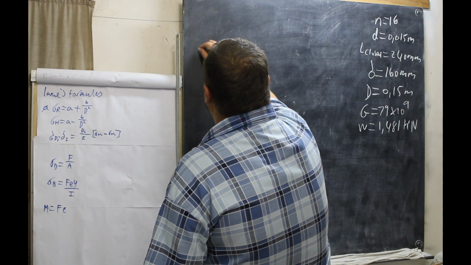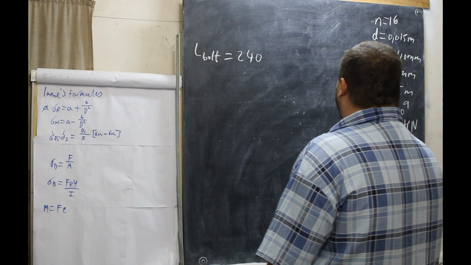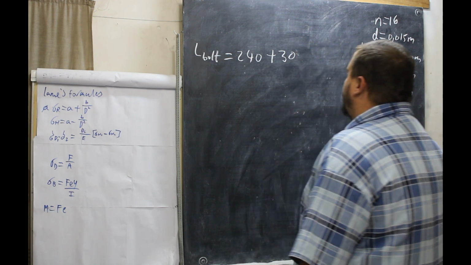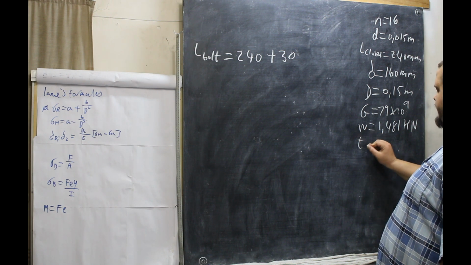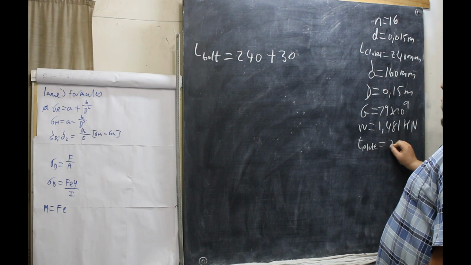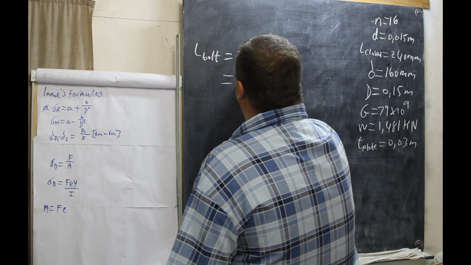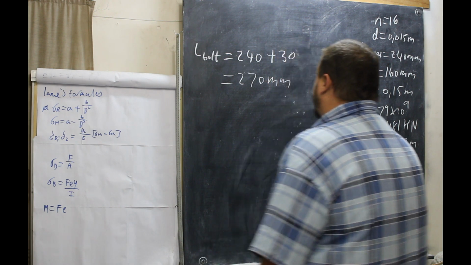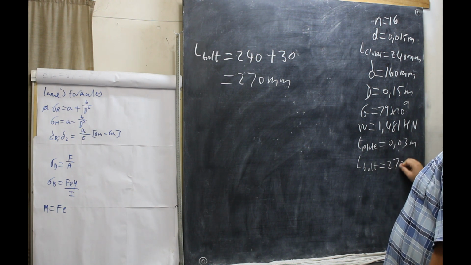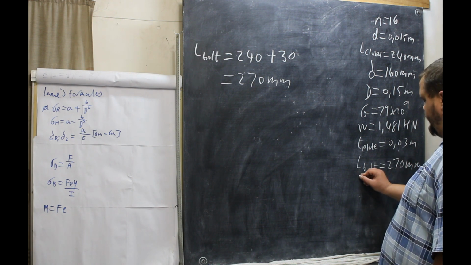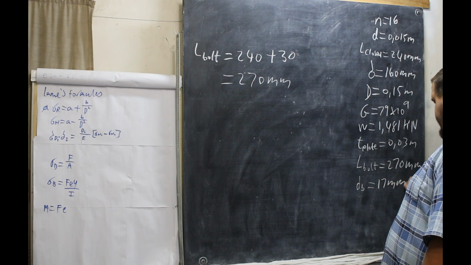Now we're going to look for the length of the bolt. So the length of the bolt is equal to 240 plus 30. 240 is the length of the spring closed, and 30 is the thickness of the plate. And this will be 270 millimeters. So length of the bolt equals 270 millimeters. Our diameter of the bolt is 17 millimeters.